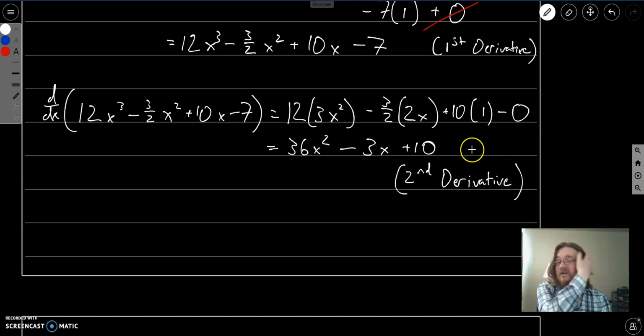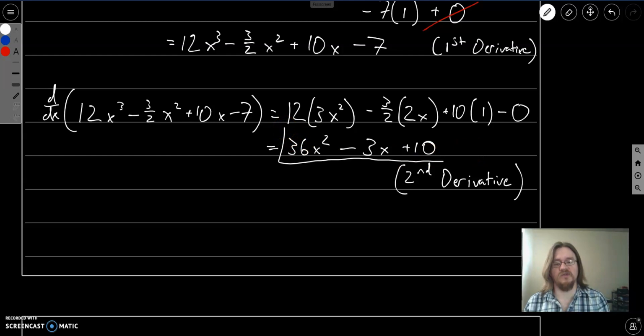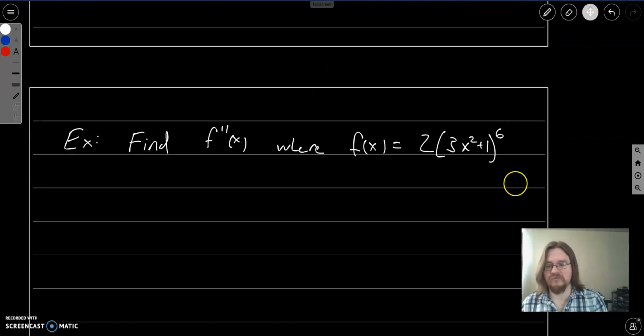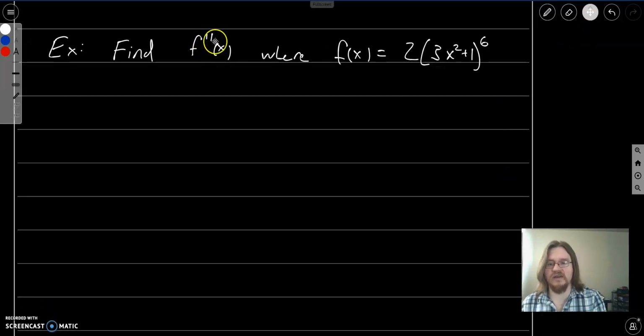And that's all there is. So here is our second derivative of our initial polynomial. Let's just do more and more examples. Here I want to find f double prime.